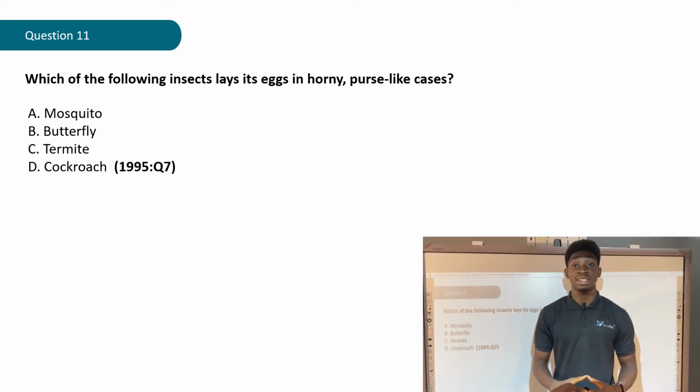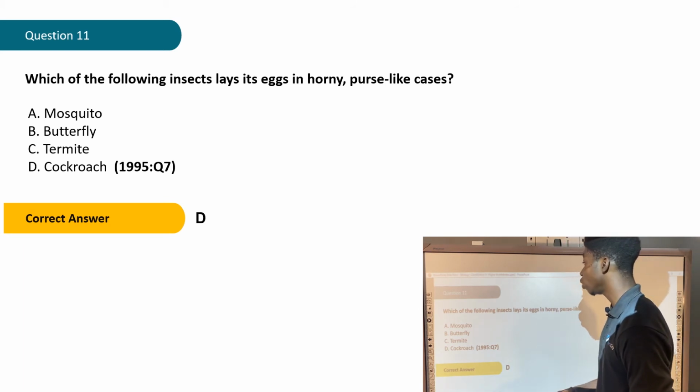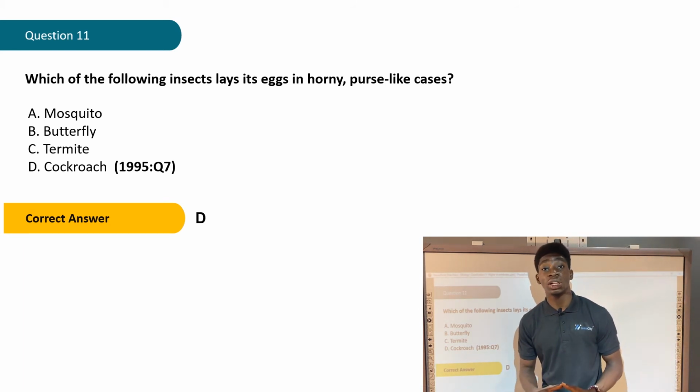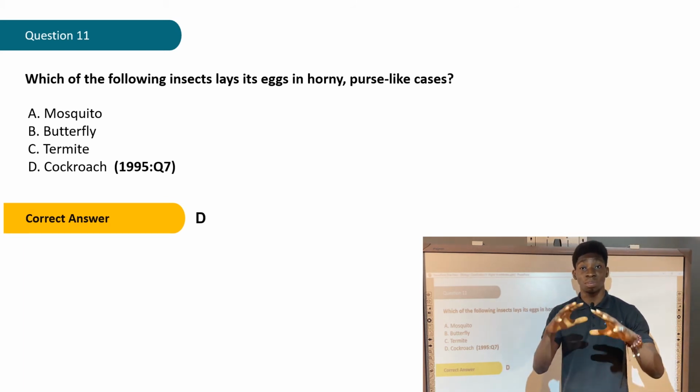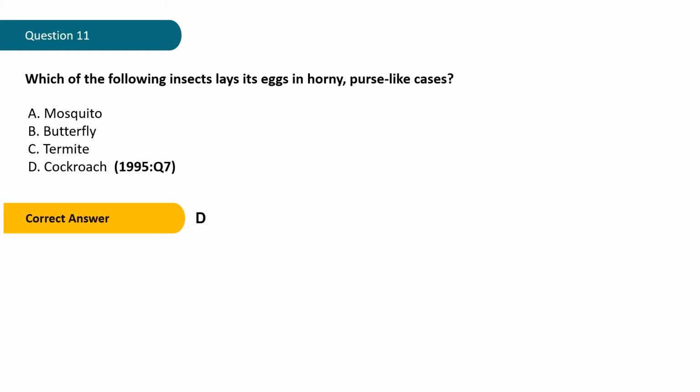Okay, let's see what the correct answer says. The correct answer is D. Cockroach. Cockroach lays its eggs in honey in a purse-like case. The case where the egg of the cockroach is found looks like a purse. Question 12.